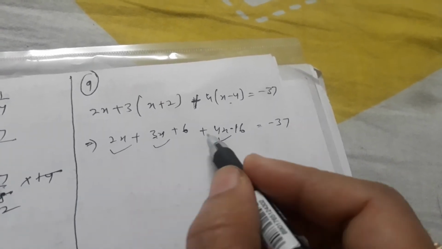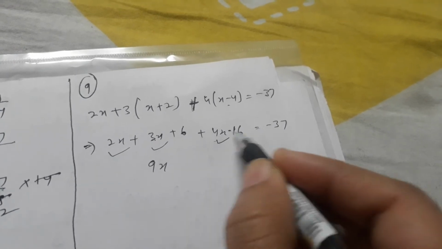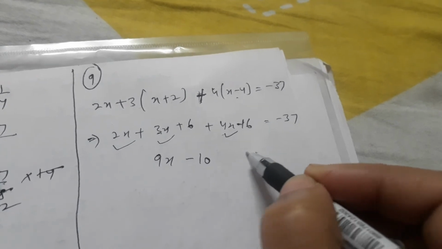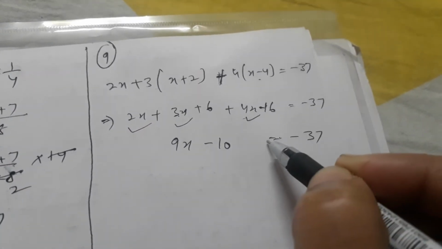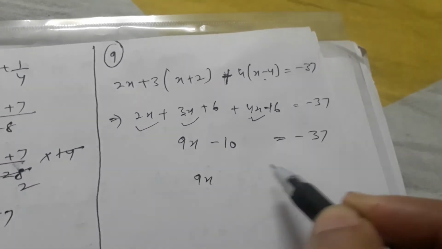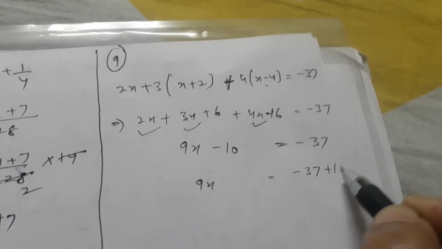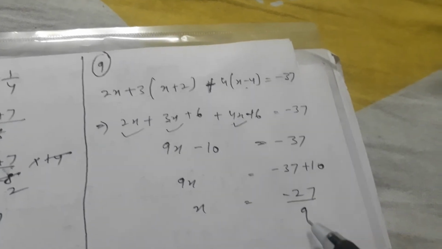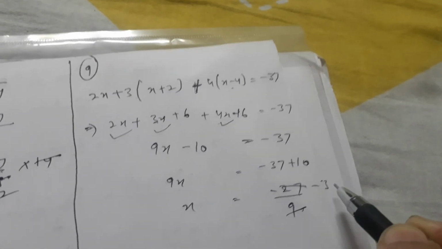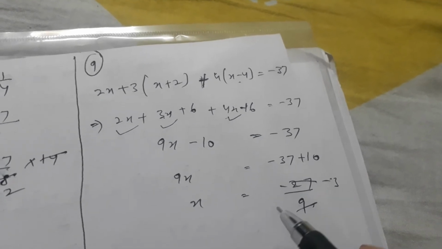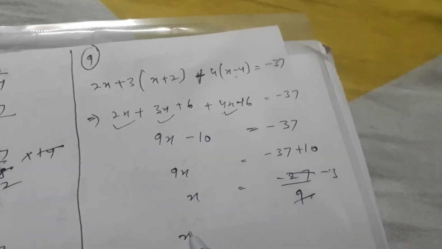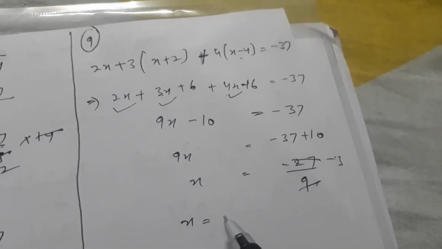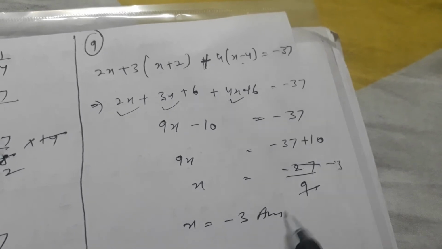So 2 plus 3, 5 plus 4, 9x, and minus 16 and positive 6 will be coming out as minus 10, and this would be minus 37. So 9x is equal to minus 37 plus 10. So x is equal to minus 27 by 9. So minus 3, 9 threes are 27. So the answer of question number 9 of exercise 8.1 is x is equal to minus 3, which is our answer.